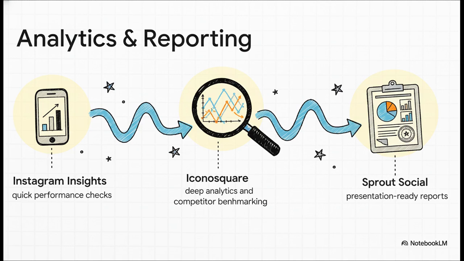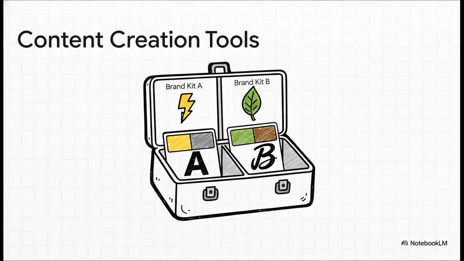You can go super deep with a tool like Iconosquare for competitor tracking, get these beautiful client-ready reports from Sprout Social, or honestly, just stick with Instagram's own free built-in insights for a quick check on performance. And finally, content creation. The key thing here for anyone managing multiple accounts is brand consistency. A tool like Canva is just perfect for this, with its Brand Kits feature, which lets you save separate logos, fonts, and color palettes for every single client or project.